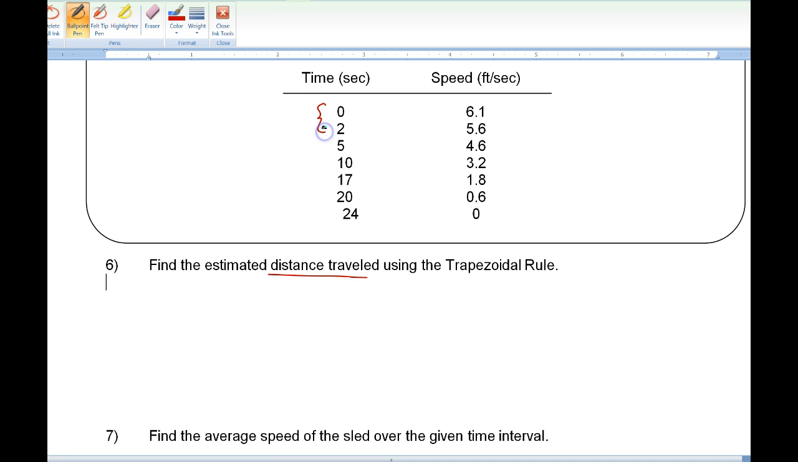So let's look at the first time interval. So the time intervals are the height. And these are all the bases.